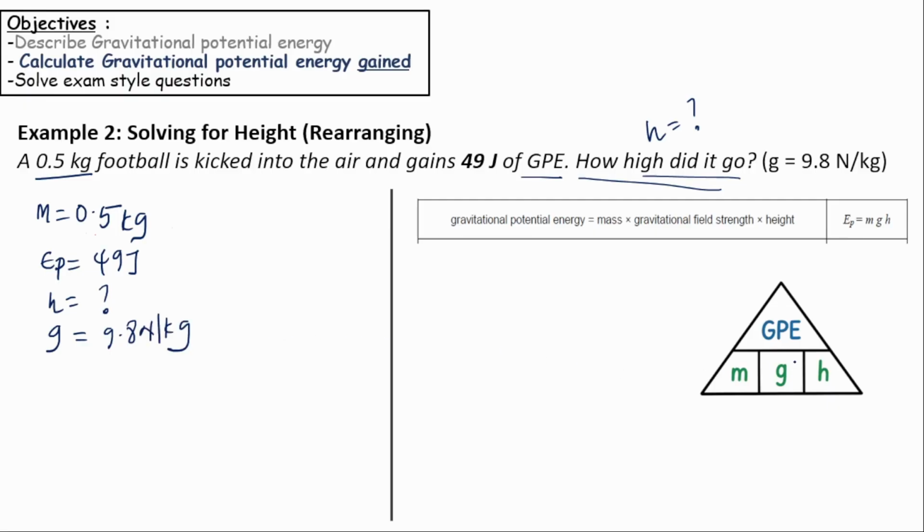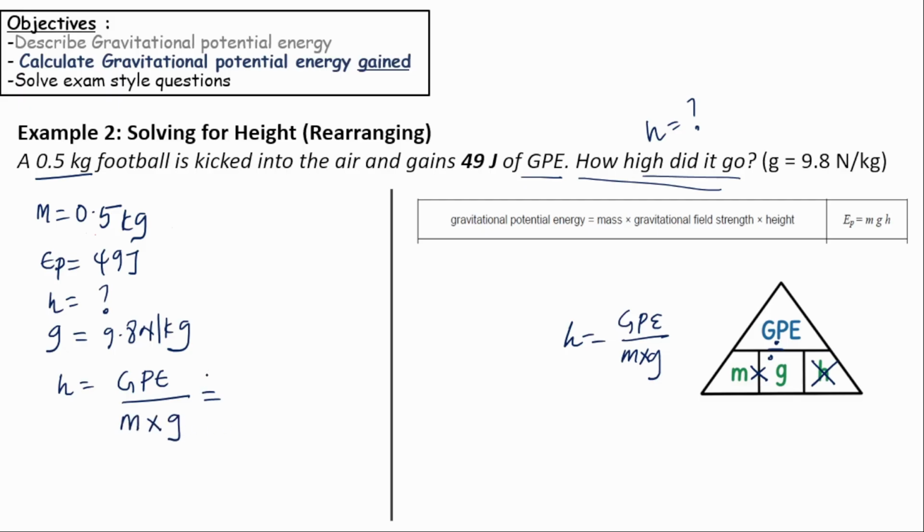Now, looking at our triangle, we can find the height by covering the height, and then we're left with GPE divided by M multiplied by G. So we can write that here, GPE divided by M multiplied by G.